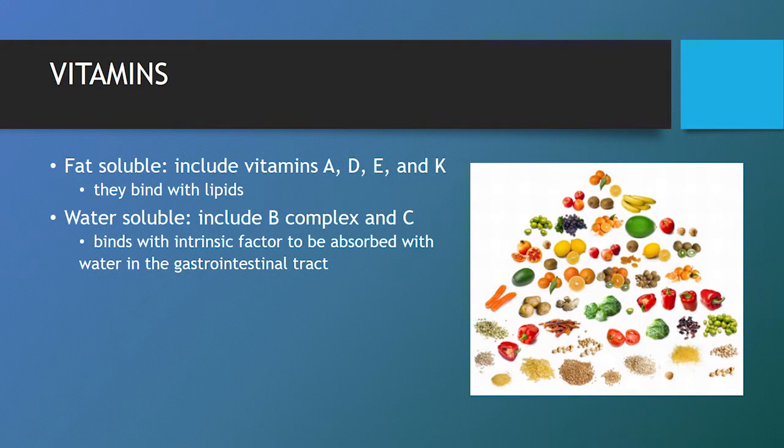And then next is vitamins, which are split into fat soluble and water soluble. Fat soluble includes vitamins A, D, E, and K, which bind with lipids. And then water soluble, which include B complex and C, which bind to intrinsic factor to be absorbed with water in the GI tract.